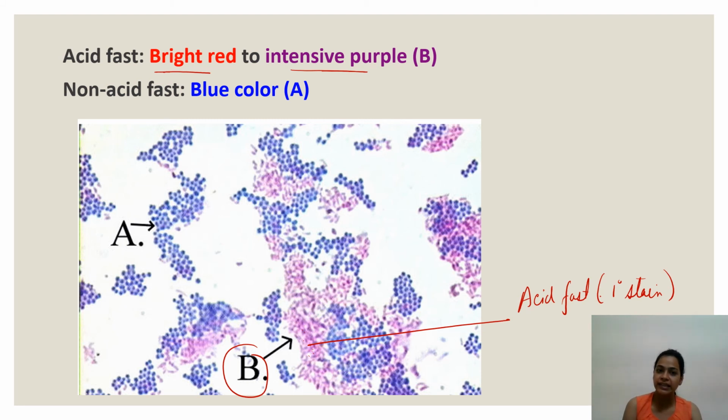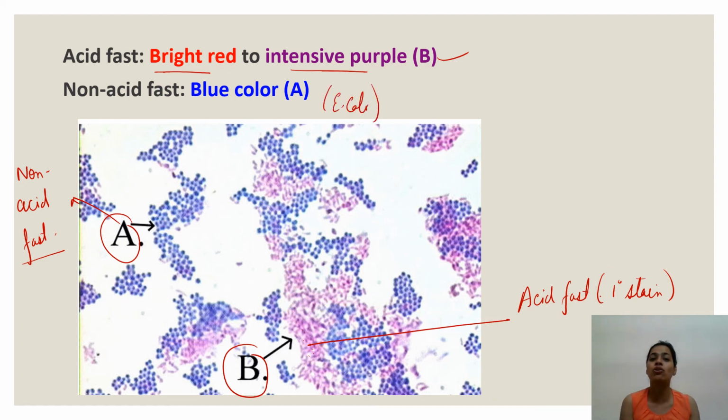The second category, which appears bluish in color because they have taken the color of the methylene blue, the counter stain, is this A category. These are the non-acid fast. So this is a mixed culture, and this is how we get the result. If you have taken only mycobacteria, we will only see the bright red or purplish color. And if you have taken only the other category, like E. coli, for example, E. coli is a non-acid fast bacteria, and it will appear bluish in color.